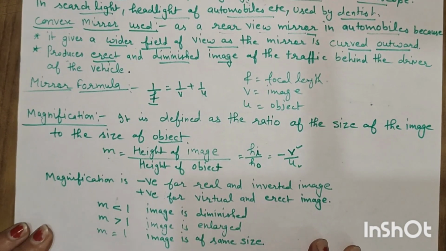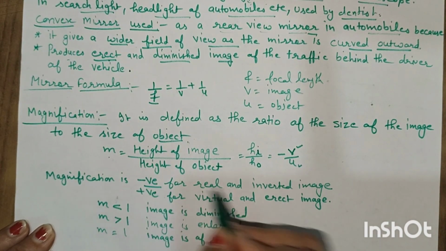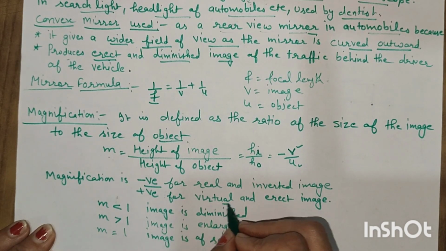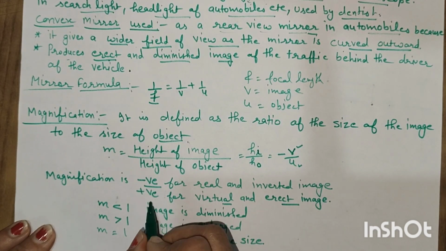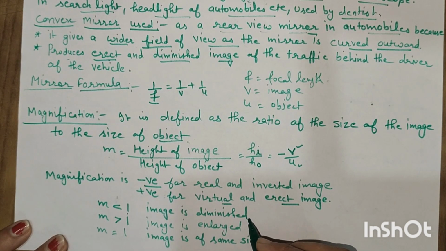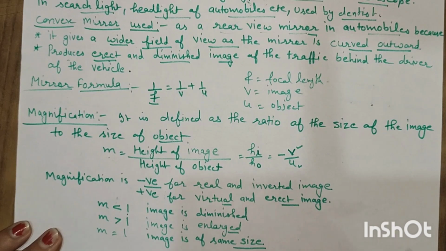Now magnification is negative for real and inverted image, and positive for virtual and erect image. When you solve the numerical, you will put the sign plus or minus. Image is diminished when magnification is less than 1. When more than 1, it is highly enlarged. And equal to 1, then it will be the same size. Thank you.